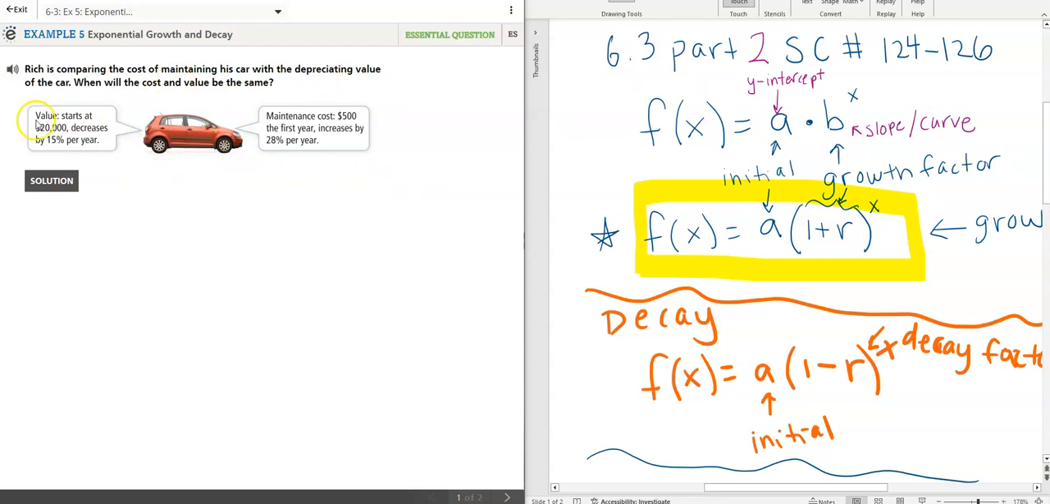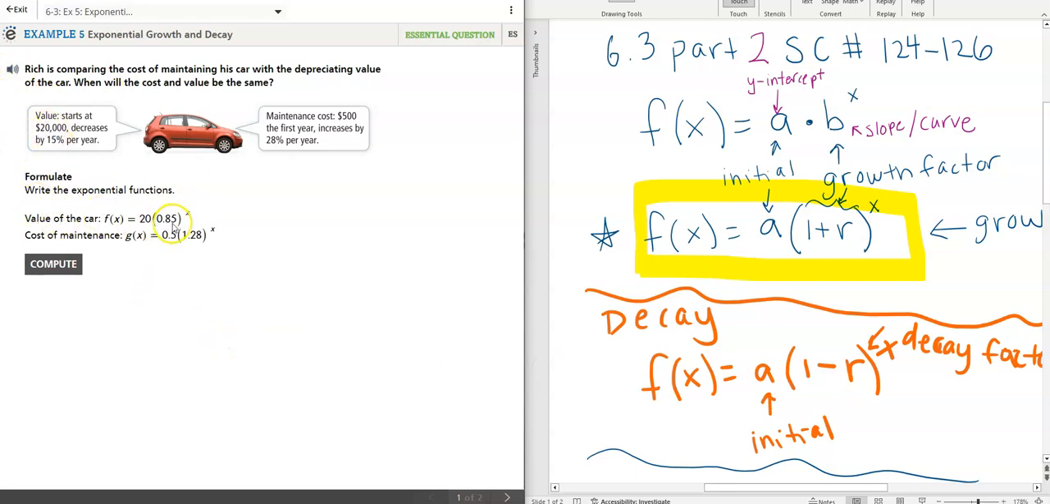So here's his little red car. The value starts at $20,000 and it decreases by 15% per year. The maintenance cost is $500 the first year, and then it increases by 28% per year. So it's more expensive over time. So to figure this out, because I want to know when this one and this one equal each other, we're going to write the exponential functions. We're going to write an exponential growth equation for the cost, and we're going to write an exponential decay function for his value.